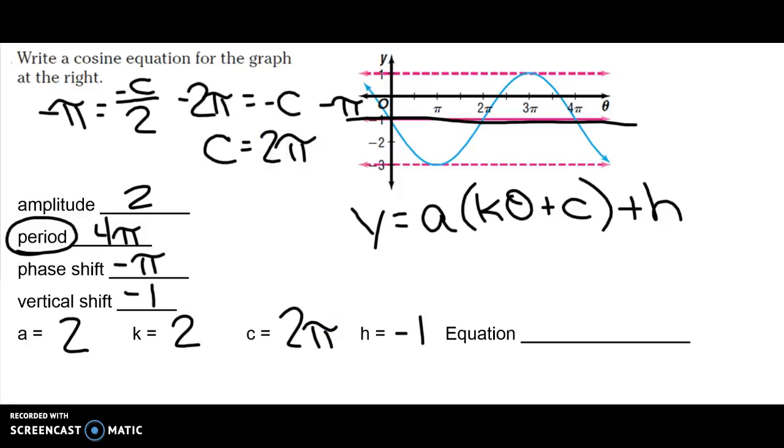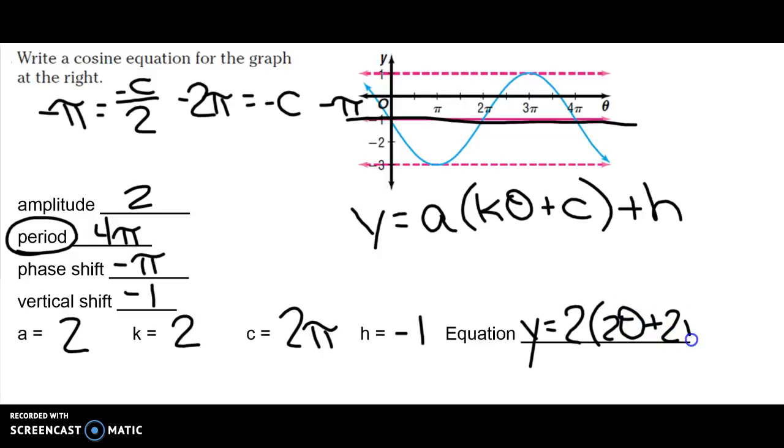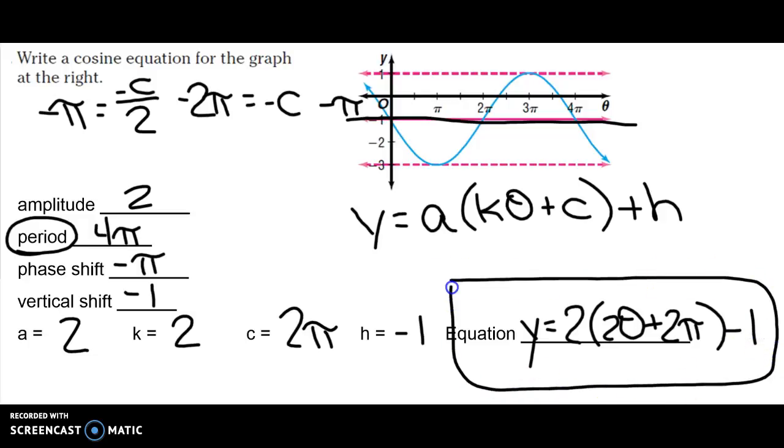All right, from here, now you've got to go write your equation. You're just going to pop all those things into the formula. Y equals 2 times the sine of 2 theta plus 2 pi, has a lot of 2's, -1. There's your equation. Now you could plug some numbers in to check it, or you could check it with your graphing calculator today. I'm not sure if I'm going to let you do it on your test.